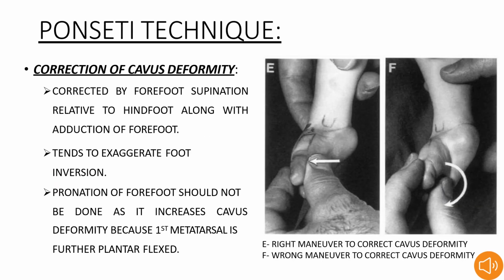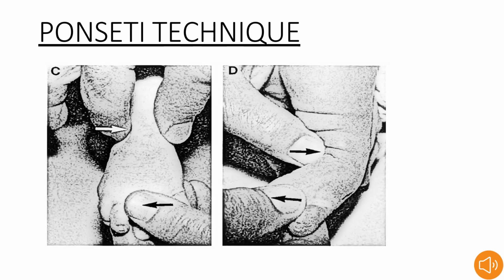Now, the correction of cavus deformity. The basic principle lies that it is corrected by forefoot supination relative to hindfoot along with adduction of forefoot. Now, in this method, first the thumb is positioned over lateral aspect of head of talus, which fixes the hindfoot, and then the fingers of the other hand correct the forefoot. Fingers should be kept on first and second toe, and it should be stretched a bit. Cavus and adduction are corrected by slight supination of forefoot in relation to hindfoot.